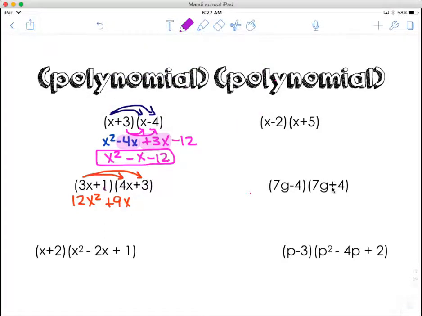Then we'll go to the second one. Negative 1 times negative 4x, or positive 1 times 4x, is positive 4x. And positive 1 times 3 is positive 3. Find your like terms. Negative 9x plus 4x. So we have 12x squared. Negative 9 plus 4 is negative 5. Those were x's. Plus 3.